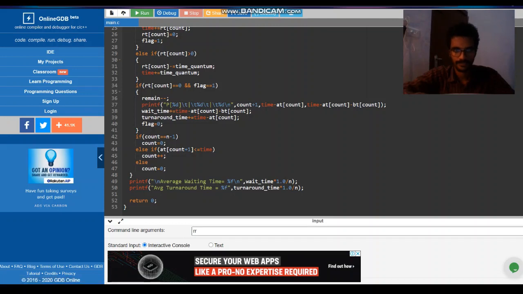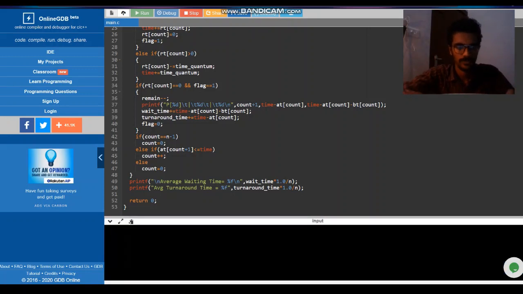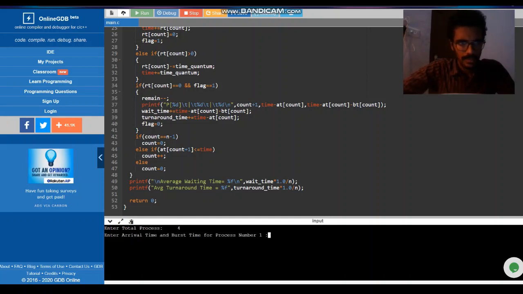Close the bracket. So I'm going to run this program. So here I'm going to enter my number of processes as 4. The arrival time is 0, and 9. Second one 1, 5.